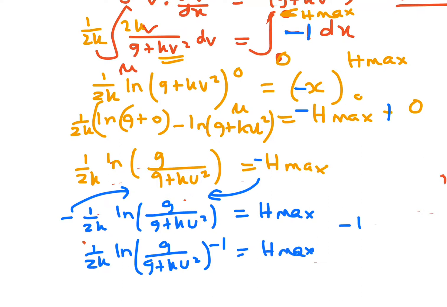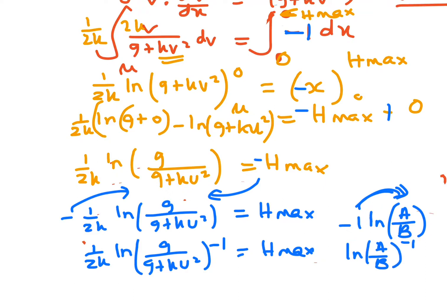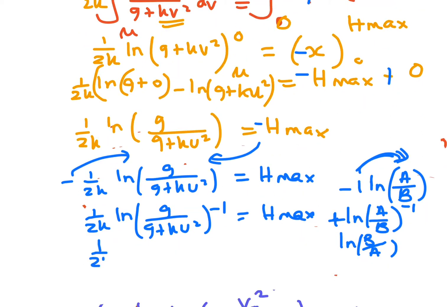It's a really handy thing to know that if you have ln of A on B, and it's the wrong way around and you really want it to be B on A, what you can do is put a minus sign here, and it will flip it. All you need to do is change the sign at the front. So if I bring the minus 1, it flips it to ln of B on A. So that's what's going to happen here. I get 1 on 2k ln of g plus ku squared on g equals h max.